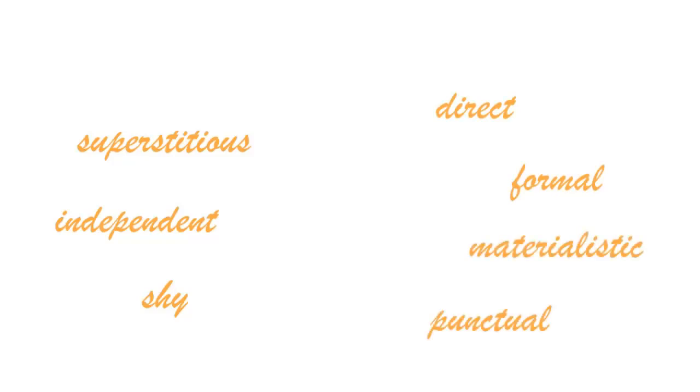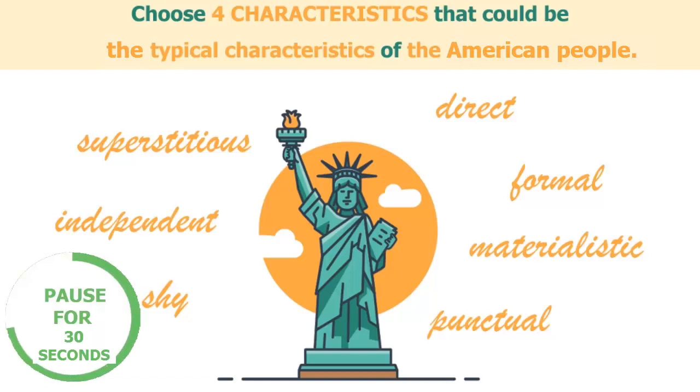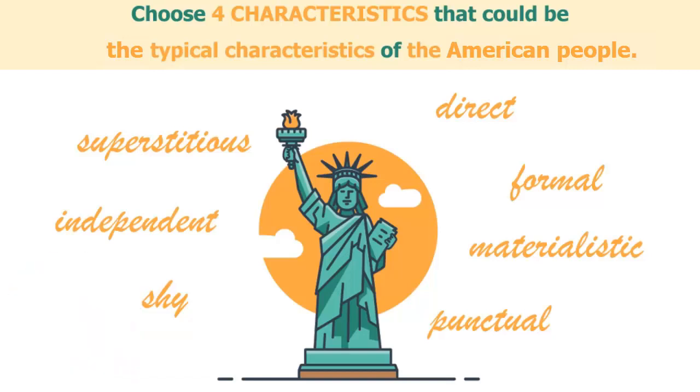Before starting the lesson today, I would like you to look at the slide. There are some adjectives such as shy, independent, superstitious, direct, formal, materialistic, and punctual. Please choose the characteristics that could be the typical characteristics of the American. 30 seconds for you to choose. Time's up. Do you have the answers?